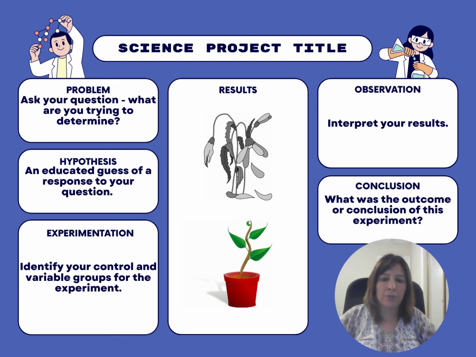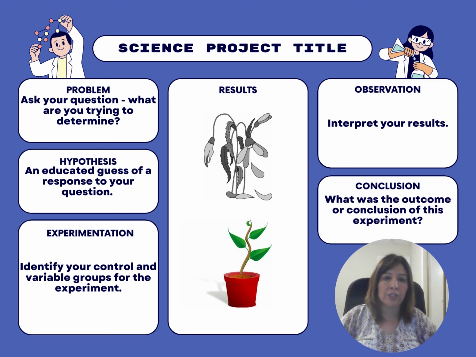Once you do that, you have identified your control and variable groups. You're going to come up with your results. So we're going to do this experiment, let's say, for 2 weeks. And after 2 weeks, you're going to have your results. We're going to say, well, after 2 weeks, the plant that had no sunlight and no water, it died. It just wilted and died. Now, the plant that had water and was exposed to sunlight, it turned green and it survived.